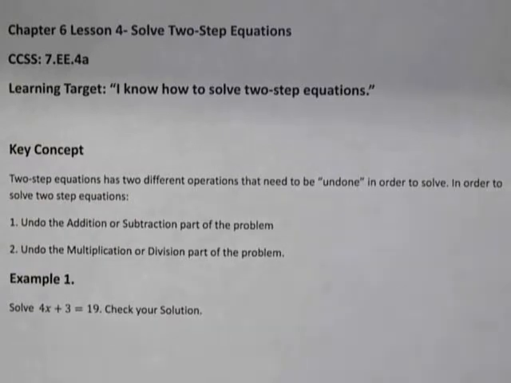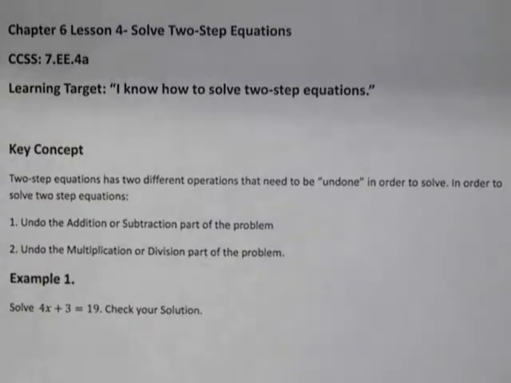All right, we're solving two-step equations now. This is Chapter 6, Lesson 4, where we take a look at two-step equations. We've been solving one-step equations where we just had to add to both sides, or subtract to both sides, or multiply or divide to both sides. But now we're going to combine those a little bit and learn how to solve two-step equations. So that is your learning target: I know how to solve two-step equations.